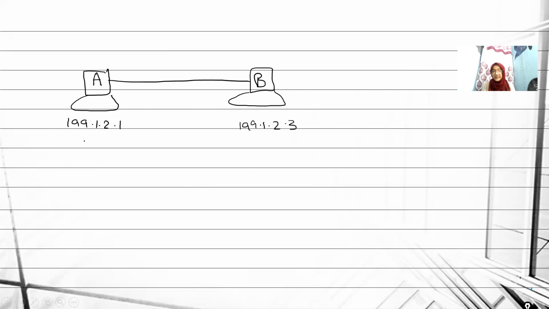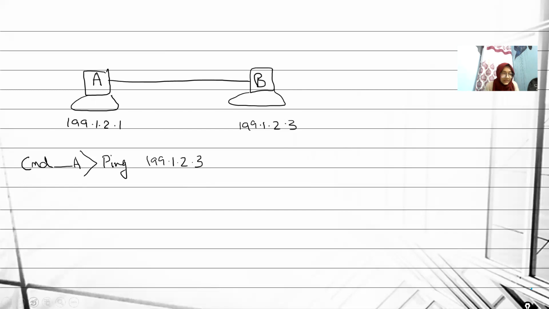Now, if machine A wants to communicate with machine B, we'll go to the CMD of machine A and write ping 199.1.2.3. Remember to write the IP, not the NID, because we have configured the IPs. When we want to communicate between two machines, we always write the IP. We never write the NID, okay?